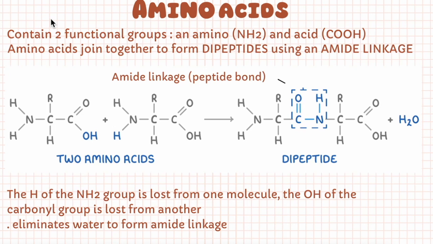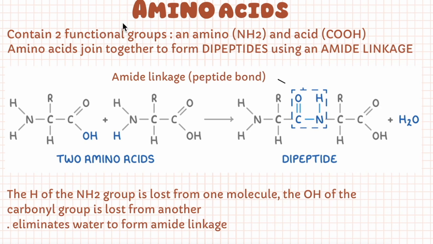Last year, you will have learnt about addition polymers, where two monomer molecules join together to form the polymer, but you can also have what's called a condensation polymer, and that's where a small molecule like water or sometimes HCl is eliminated to form the polymer. So, one type of condensation polymer is proteins. These are polymers of amino acids.